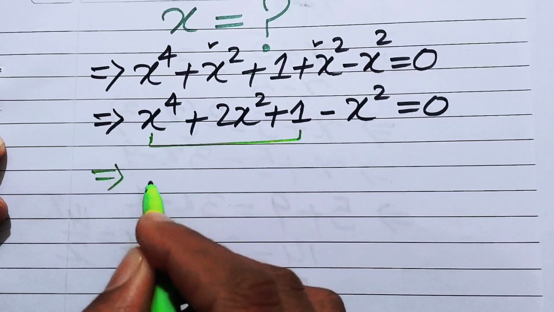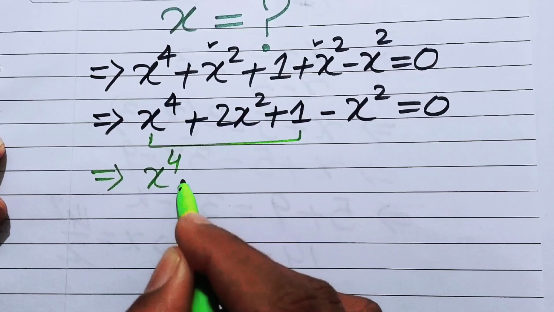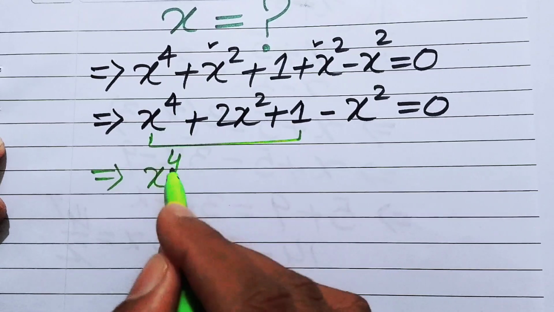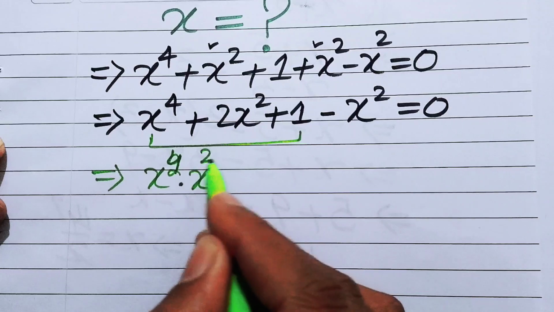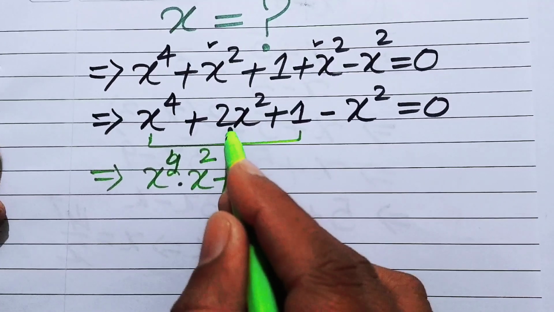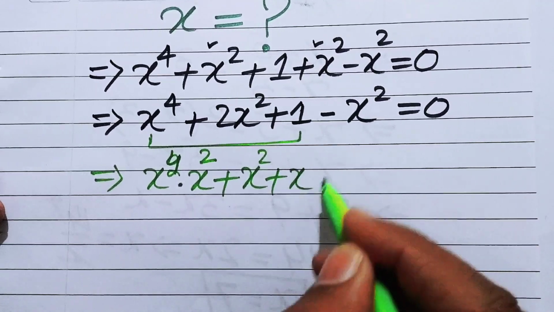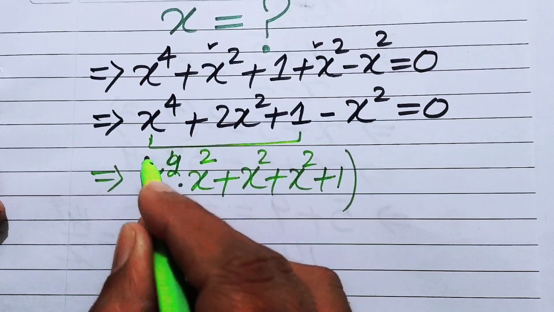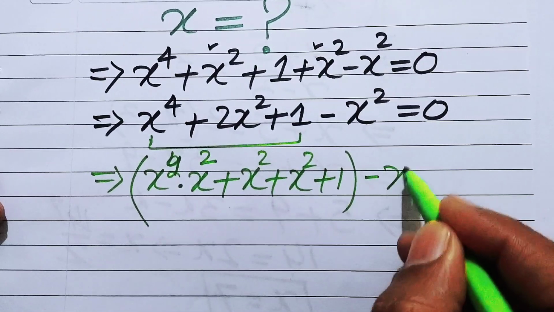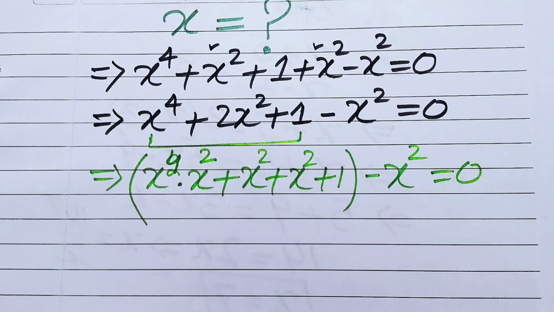Here we break the middle term, so we write x to the power of 4 plus, we write x to the power 4 as x square multiplied by x square, and we break this 2 times x square as x square plus x square, and we have plus 1, and our last term will be minus x square equals 0.